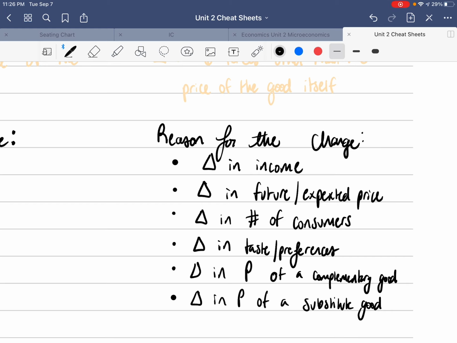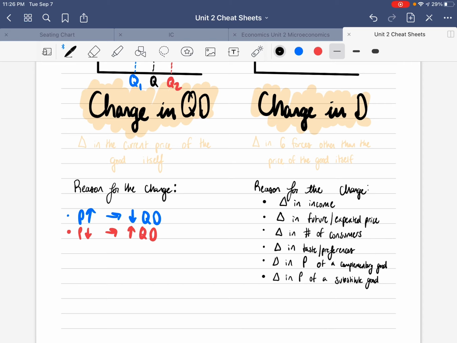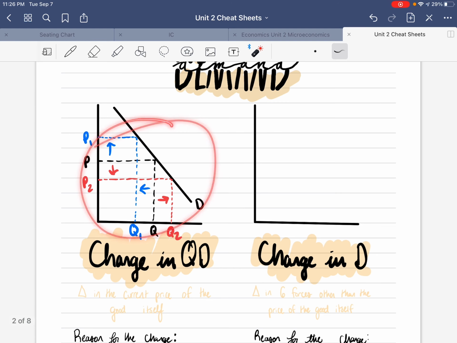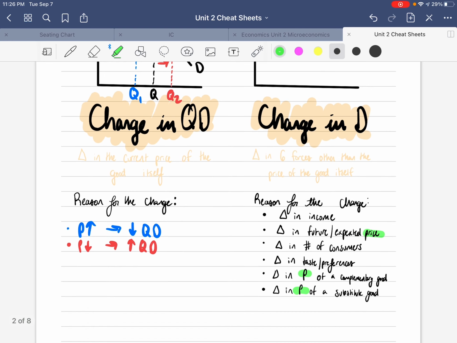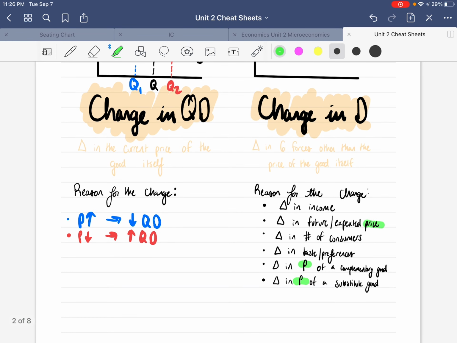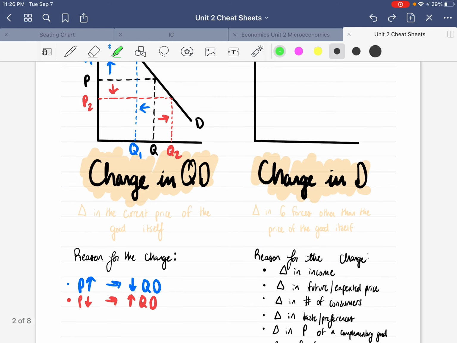Okay, so I know that you're thinking over here, and we talked about this in class yesterday, that change in the current price of the good itself would change our P's and Q's on our quantity demanded graph. And that some of these down here say price in them. And you're like, oh, well, that's price of the good itself, so it must be changing quantity demanded. It's not the current price of the good itself. One of these is future price. Some of them are prices of other goods that are surrounding it, so they're considered outside forces.